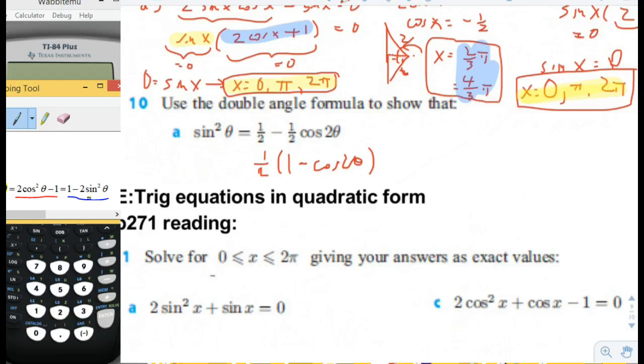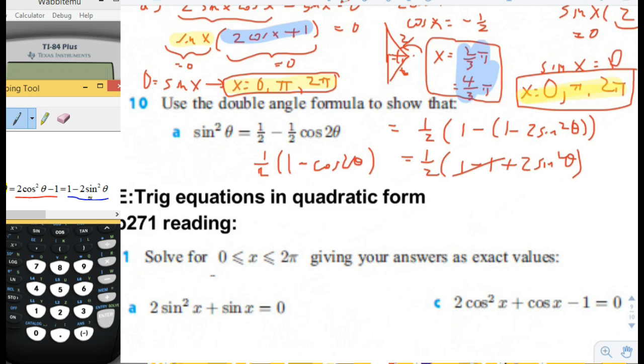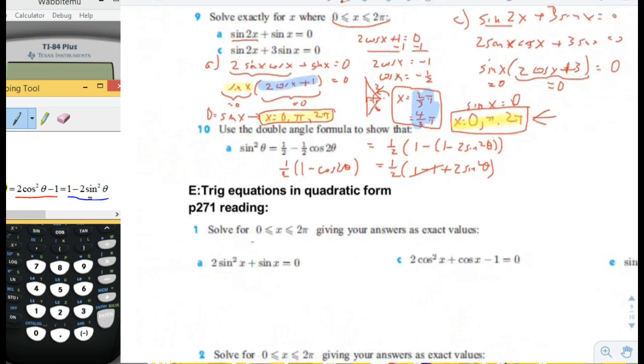So it would be 1/2 times 1 minus cosine 2 theta, which is 1 minus 2 sine squared theta. So that would be equal to 1/2 times 1 minus 1 plus 2 sine squared theta. The ones cancel out. The half and the 2 multiply together to get a 1, and then you end up with sine squared theta. So you're done.